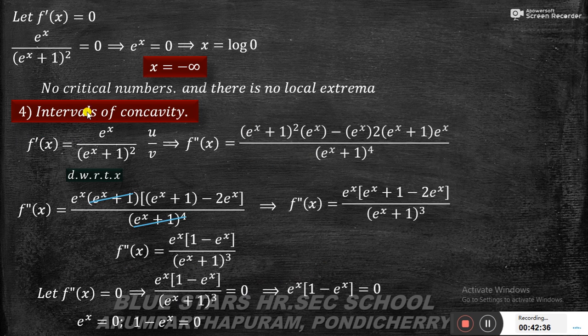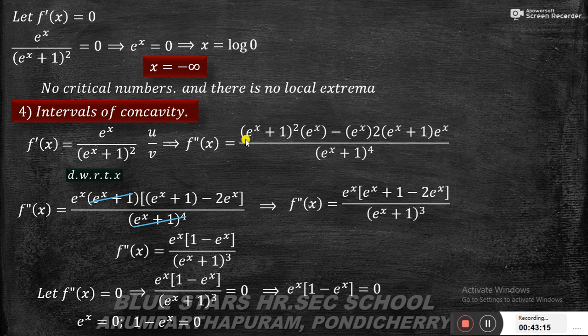Now find out the intervals of concavity. Intervals of concavity means we need f''(x), and the condition is f''(x) = 0. So already we found f'(x) = e^x / (e^x + 1)^2. This is u by v, so the differentiation of u by v is (v du minus u dv) over v squared. So I write the numerator over the denominator. Here I square the denominator, (e^x + 1)^2, so the whole power is 4.